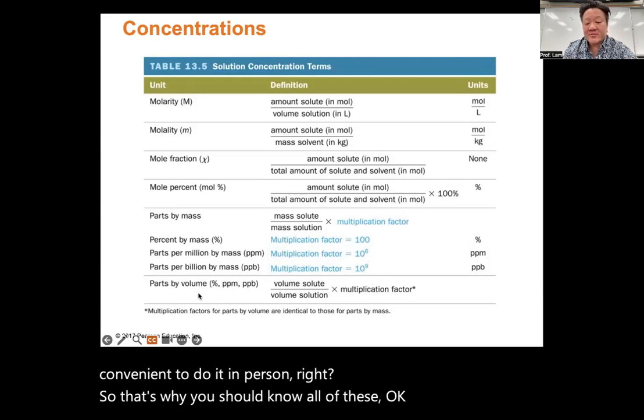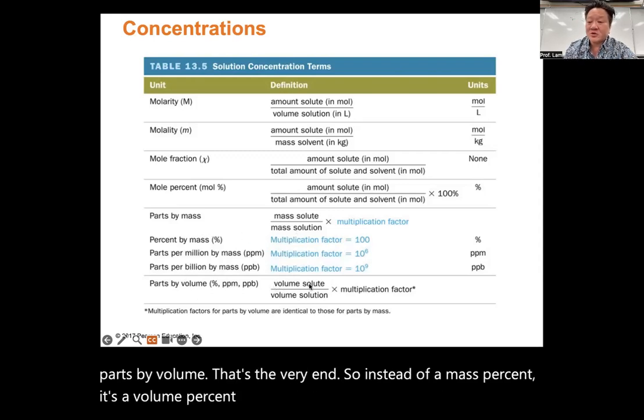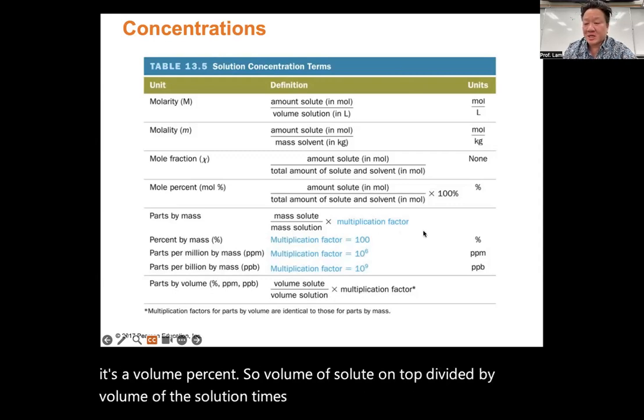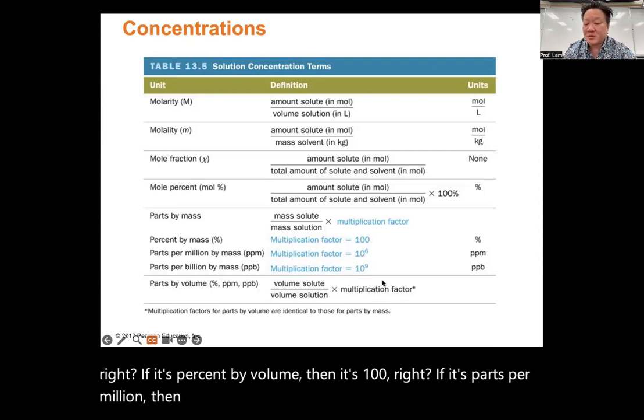And then there's parts by volume. That's the very end. So instead of a mass percent, it's a volume percent. So volume of solute on top, divide by volume of the solution, times the same multiplication factor here, right? If it's percent by volume, then it's 100, right? If it's parts per million, then it's 1,000,000. Parts per billion, then the multiplication factor is 1,000,000,000.